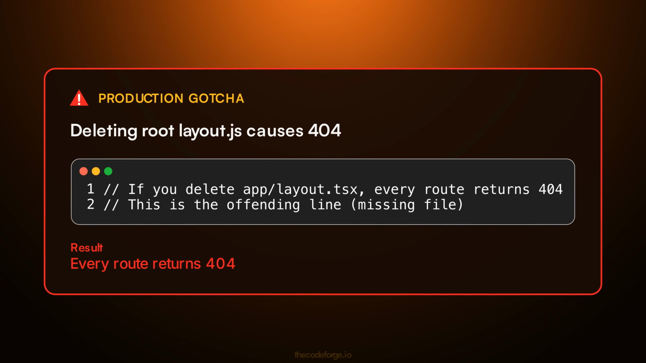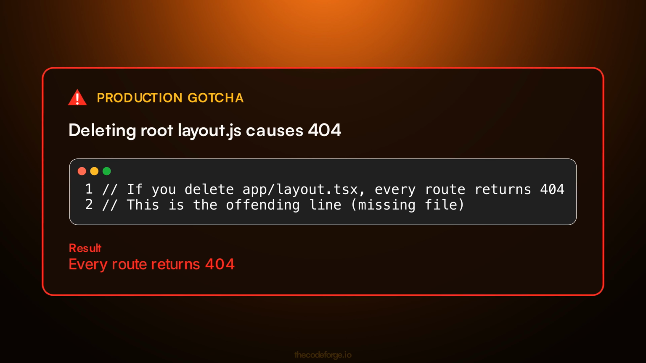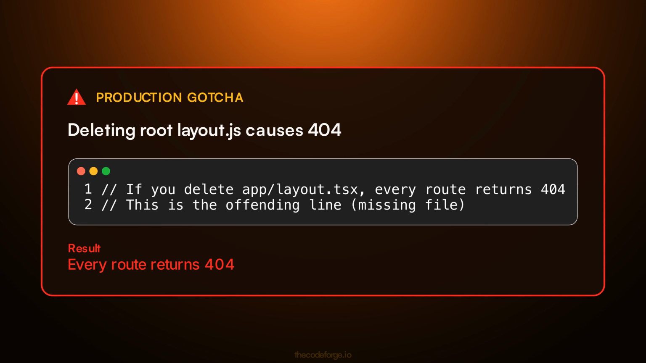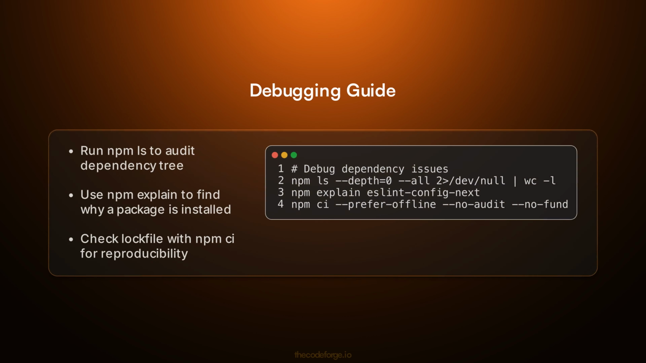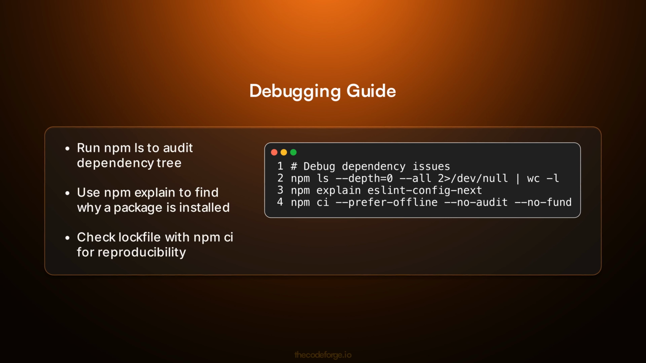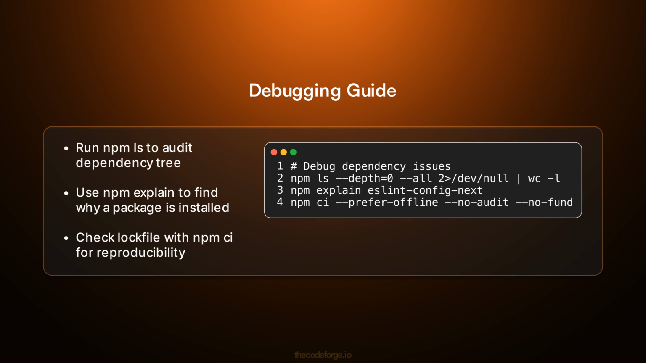If you delete the root layout.js, every route returns a 404. The file system is the contract: every route segment needs a page.js, and every shared UI needs a layout.js. Always keep the root layout. To debug dependency issues, use npm ls to see the tree, npm explain to find why a specific package was installed, and npm ci to ensure reproducible installs.